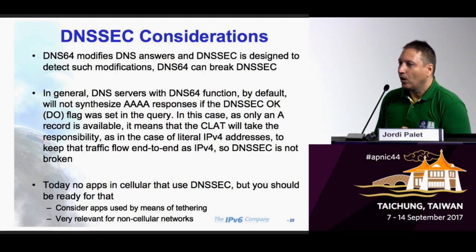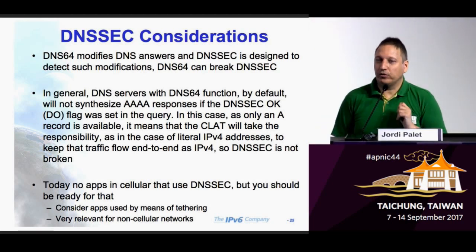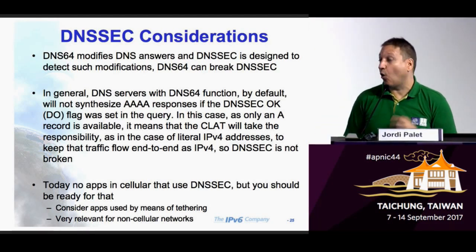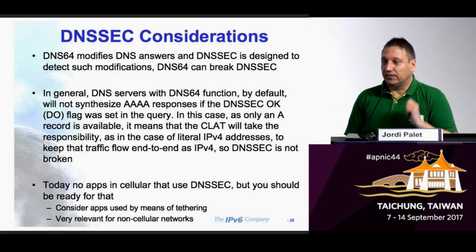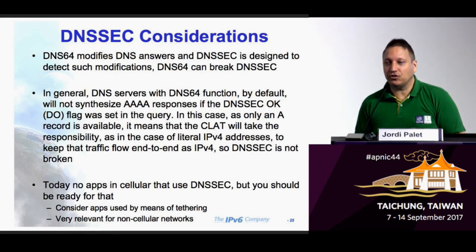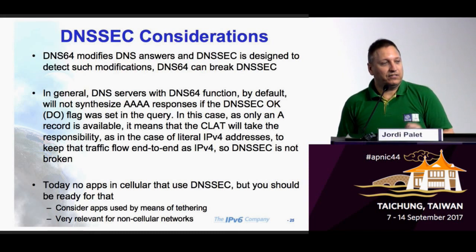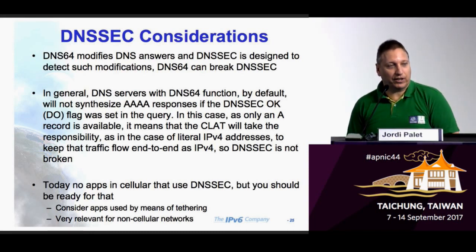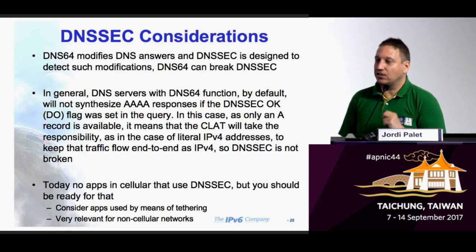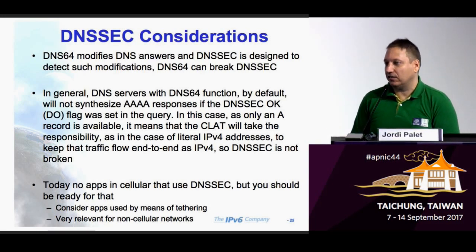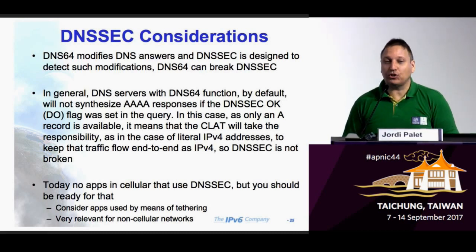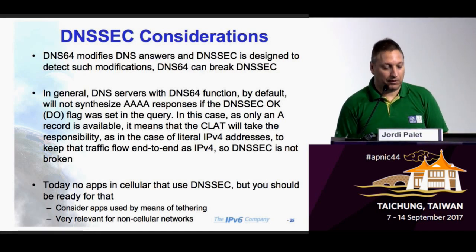Now, one thing that you need to consider when you do your deployment of 464XLAT, or actually when you use DNS64, because it's not a 464XLAT problem, it's a DNS64 problem. DNS64 changes the DNS answers, and of course, DNSSEC has been designed to detect such modifications. So DNS64 can break DNSSEC. And I say can because, of course, there are solutions for that. You need to do the deployment correctly to avoid that problem.